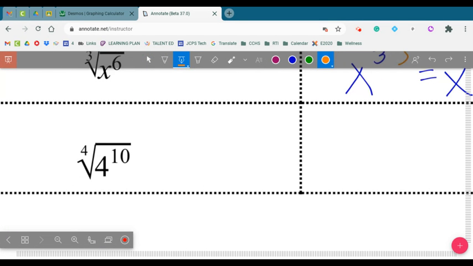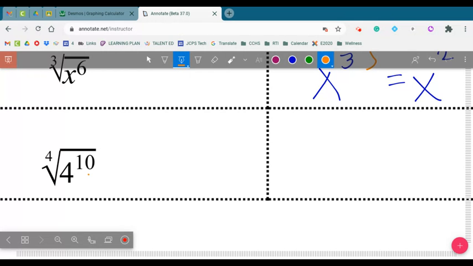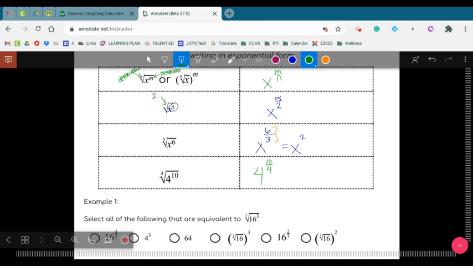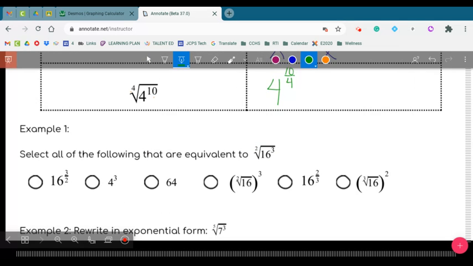Okay, next one we have 4, and then we're going to have 10 over 4. So we're going to have 4, 10 over 4, and we're just going to leave it like that. So that's how we rewrite it. So you're going to have to be able to do these on the test. So make sure you guys remember the index is your denominator and your exponent is your numerator.